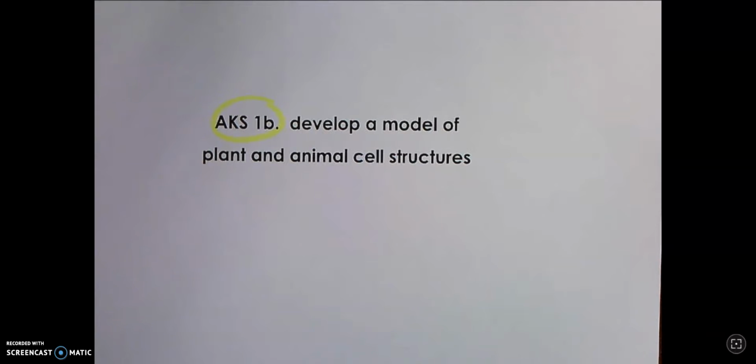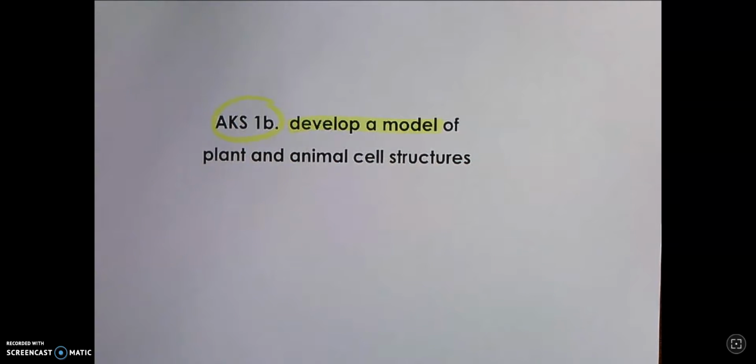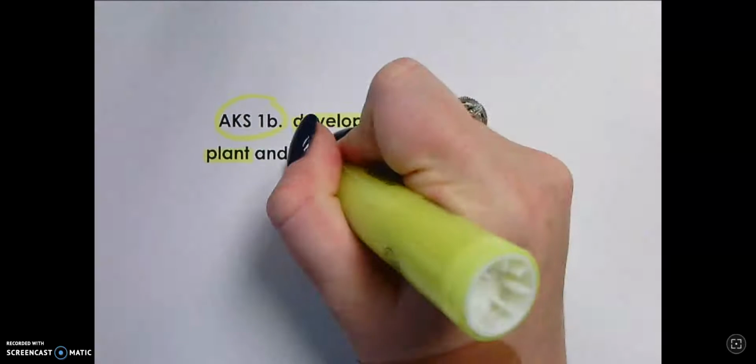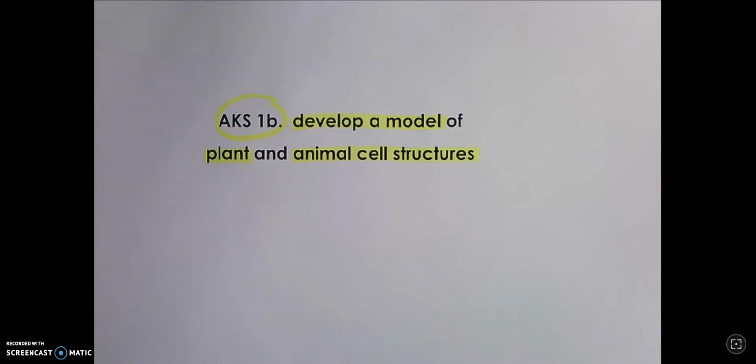So I'm going to start with the science and engineering practice of develop a model. I'm going to mark that whole phrase as one piece. And then I'm going to mark plant and animal cell structures. So there's a lot to unpack in this learning target. So let's start by talking about that science and engineering practice of developing a model.